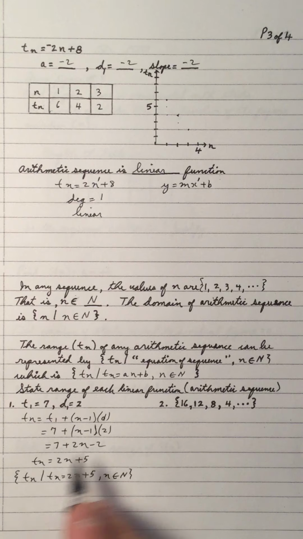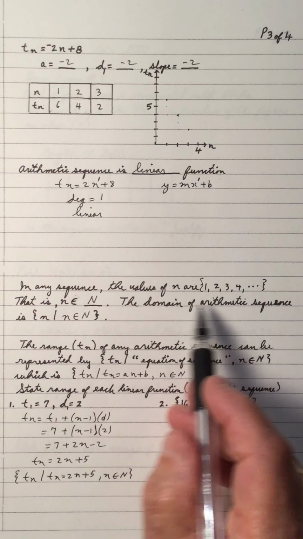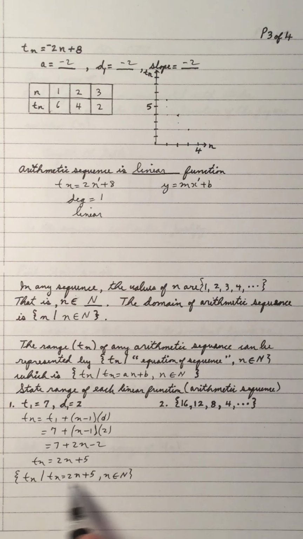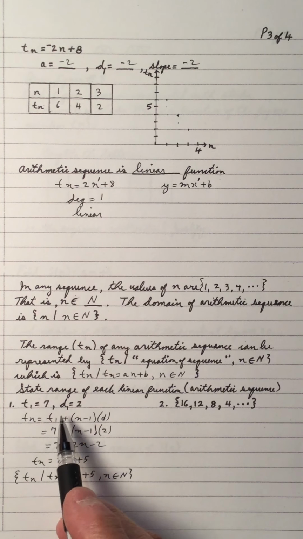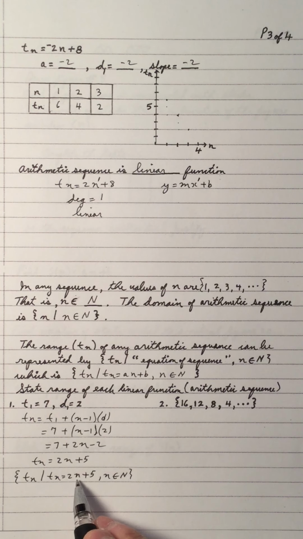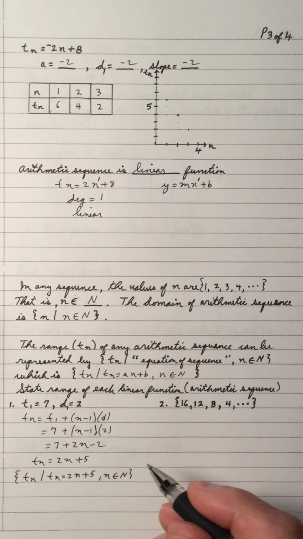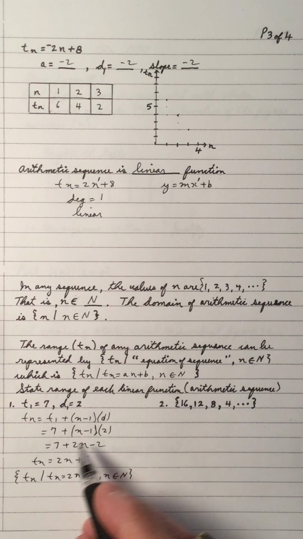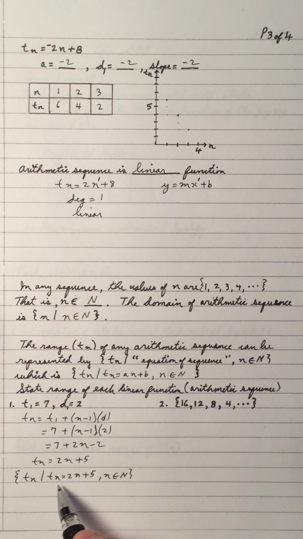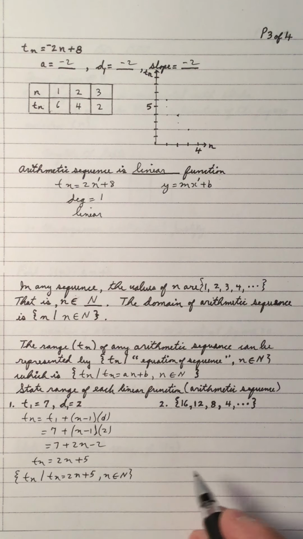Again, a lot of people don't stress the range, but the range is a result of whatever n is. When you put n as 1, you get 7. When n is 2, you get 9. When n is 3, you get 11, and so on. For all the values of n, all these values are the range values. Think of the domain as x, which is similar to n, and the range as Tn, which is similar to y.